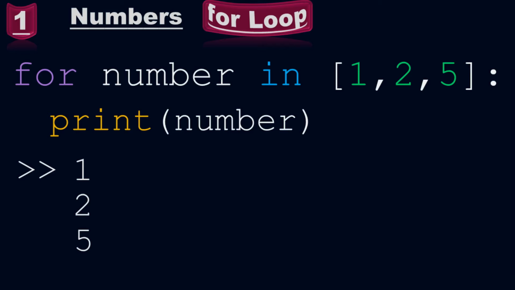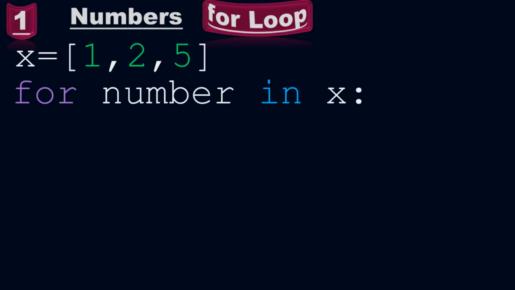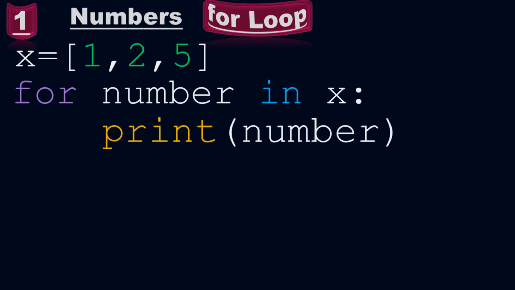This is one way to write the for loop program, but there is a second way to demonstrate the same example, the same problem, but in a different way. So let's check the second method. I'm going to take exactly the same example, example number 1, but this time I will give the variable name X. X equals 1, 2, 5. I took the same numbers. Now for number in X, print number.